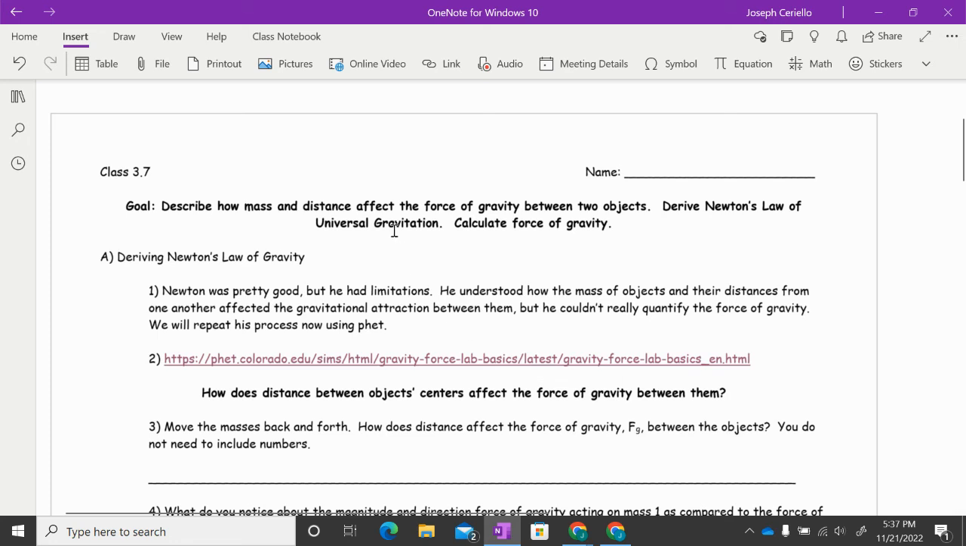Hey everyone, we're going to be looking at class 3.7. We're going to be using a simulation today. If you go to PhET and Gravity Force Lab Basics and just open up that simulation, we'll be referring to it a little bit today.